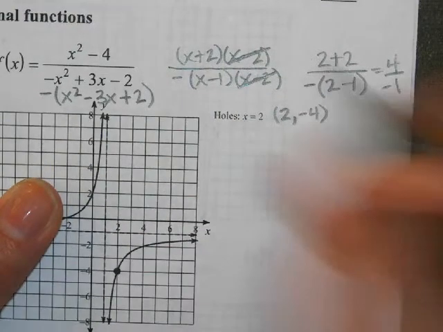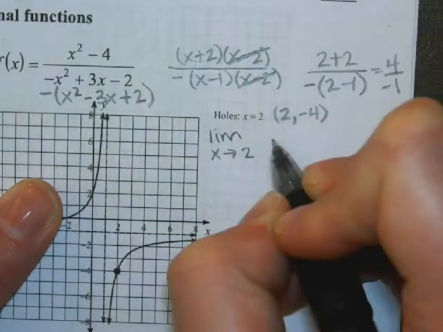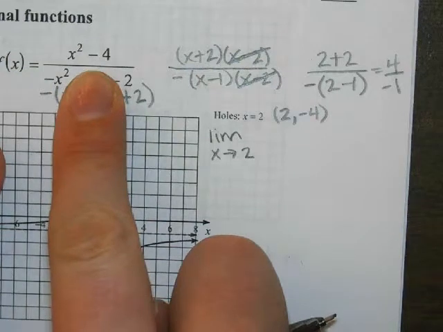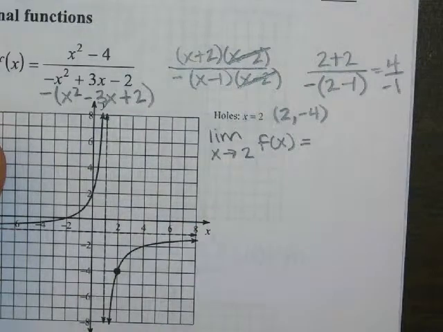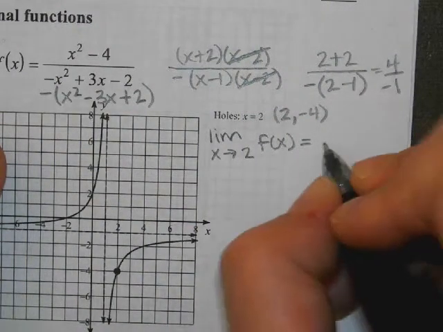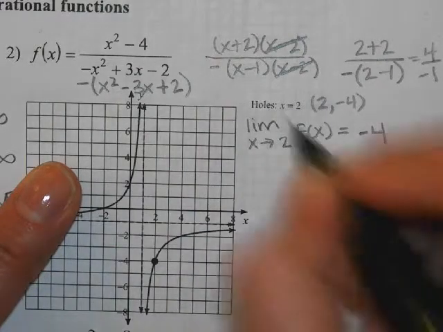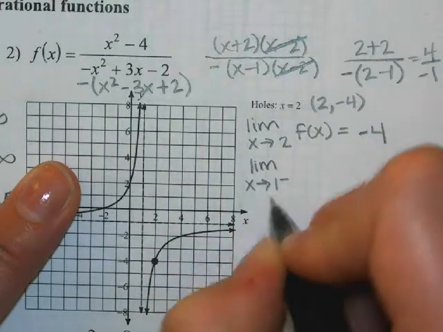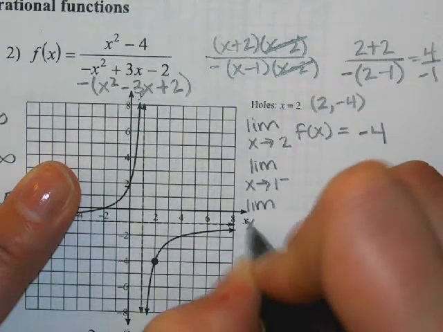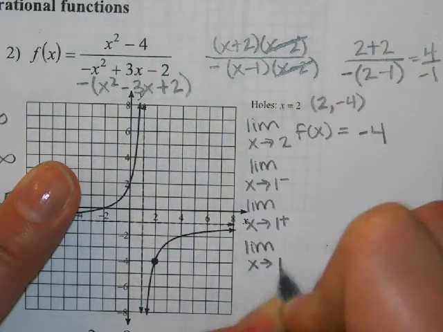So for the first limit, we're going to say the limit as x goes to 2. Do you guys want to write f of x or do you want to write the whole fraction? F of x equals negative 4. Okay. Do we have a vertical asymptote? Yep. Where's the vertical asymptote? 1. So the limit as x goes to 1 from the left, the limit as x goes to 1 from the right, the limit as x goes to 1 overall.